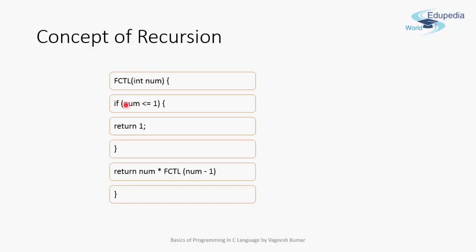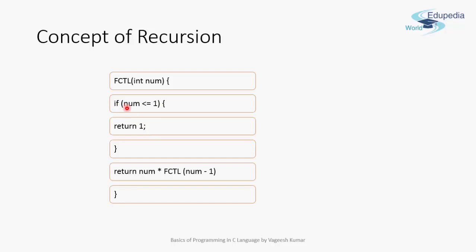It will again come over here. It will not enter this condition because it is not true. So it will again return num multiplied by FCTL(num minus 1). So num minus 1 would this time be 8. So it will again return 8, so it will become 10 multiplied by 9 multiplied by 8. And this way it will run up till the condition is achieved, up till the num value becomes equal to 1, and at that time it will return 1. We will see this in a while.